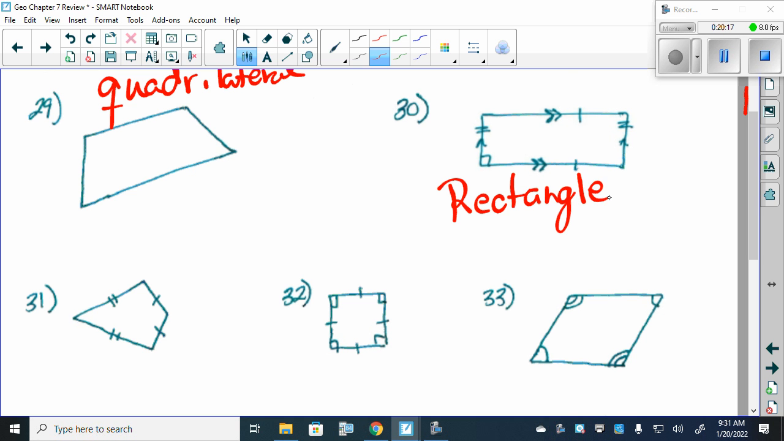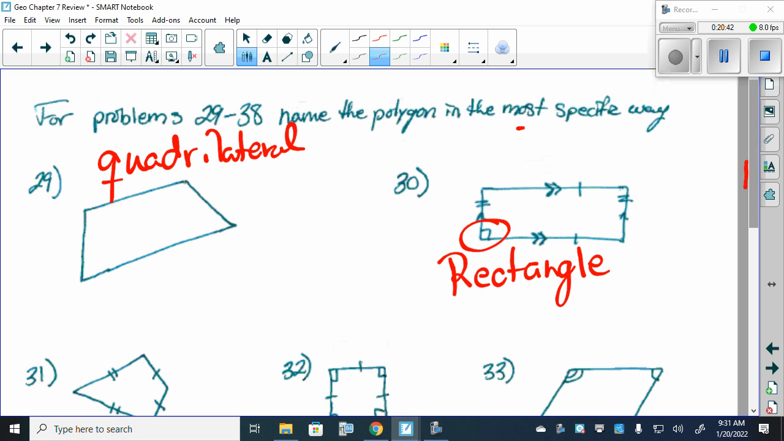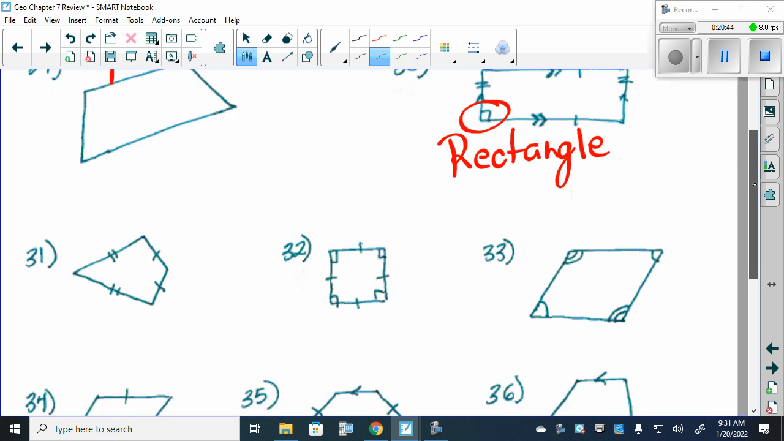It'd be a rectangle. Because it is a parallelogram, because we do have two pairs of parallel sides, and the opposite sides are congruent, but we do have this 90-degree angle. Since it is a parallelogram, the opposite angles are congruent, and the consecutive angles are supplementary, so they would all be right angles. Because here it just wants the most specific way.